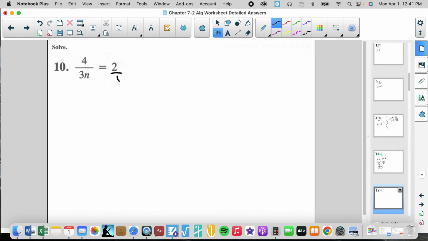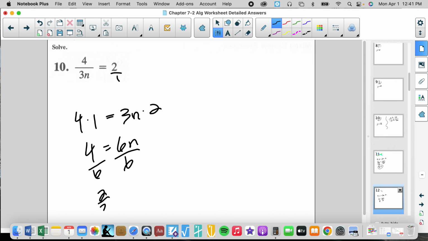We're going to make that into a fraction. So 4 times 1 equals 3n times 2. 4 equals 6n. Divide by 6. And we get 2/3 equals n. That's a fun one.